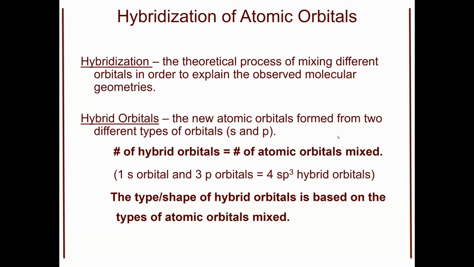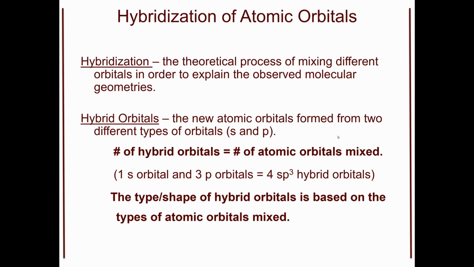This is going to mix different orbitals, in this case our s and p orbitals, in order to explain why we get the shapes that we do. So let's talk about what a hybrid orbital is. We are going to take our s and p orbitals, mix them mathematically, and produce new atomic orbitals.